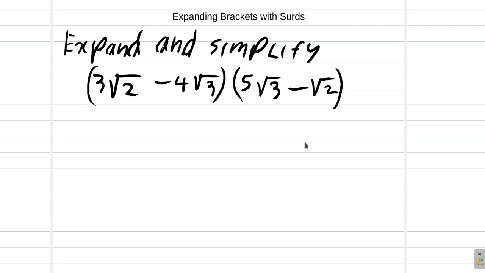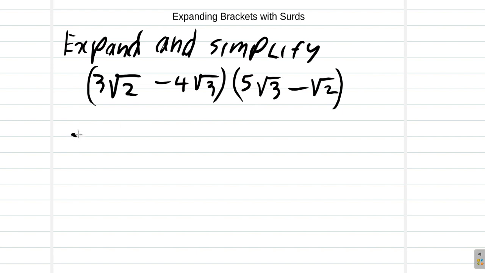You have to expand and simplify this expression. As you see, it contains surds, and there are two brackets, where each has two terms separated by minus. If it was plus, it would also be a binomial, because you have two terms. Alright, so let's go.